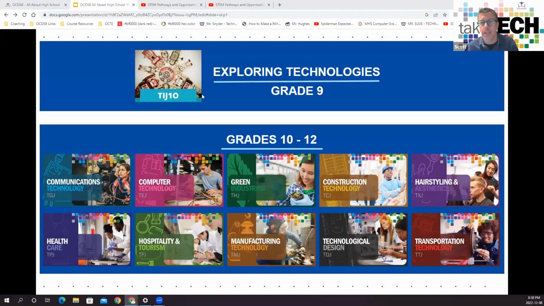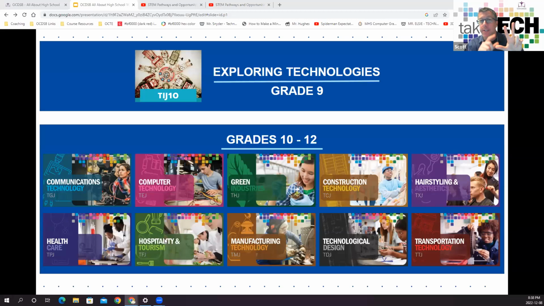What happens is we offer 10 broad-based technology courses in the grades 10 through 12 levels. So everything that you can see here, communication technology, hospitality, tourism, you can see those parts. In grade 9, what schools will do is give you a snippet of all the courses that they offer in one level. So for instance, I'll use Glebe as an example. We have construction technology, computer engineering, and communication technology. Those are the three. So in our grade 9 TIJ level, we'll give students those three topics in their grade 9 year. So they get a brief snippet of it.